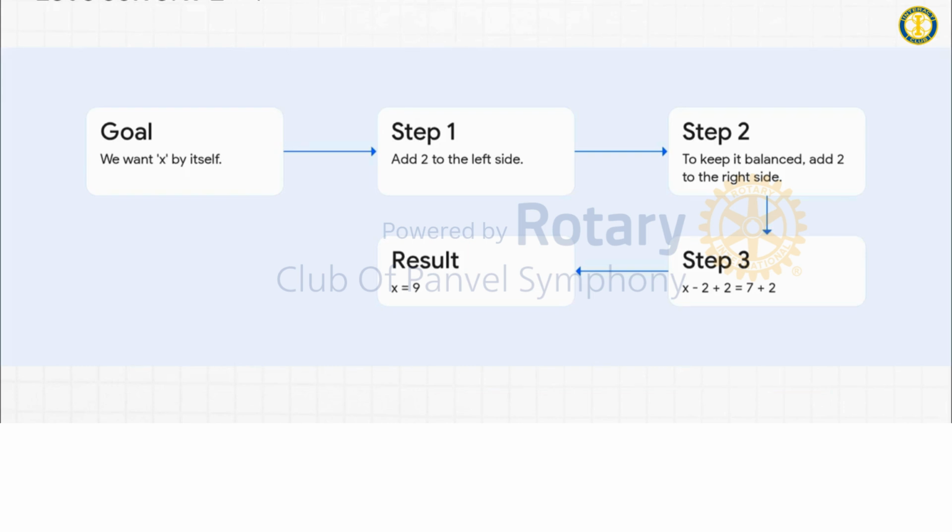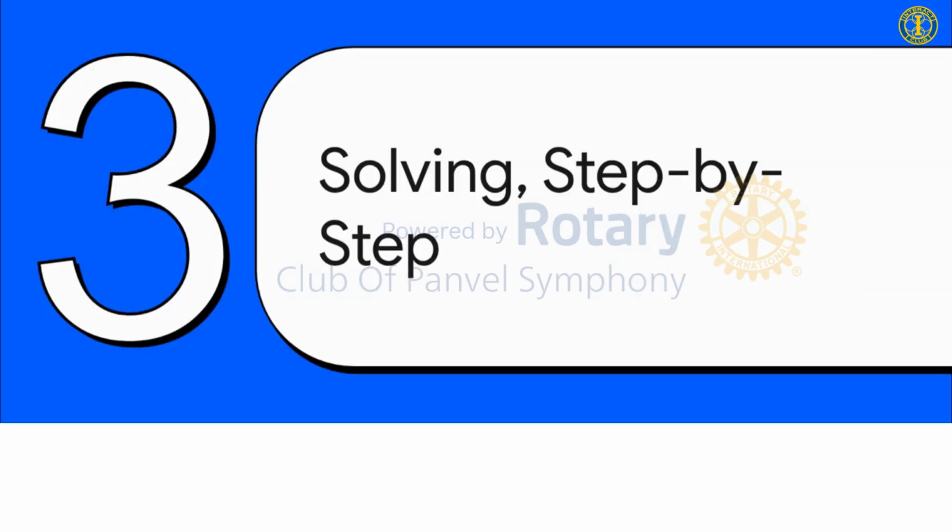Let's see this rule in action with a simple one. x minus 2 equals 7. So our goal is to get x all by itself. To get rid of that minus 2, we have to do the opposite, which is add 2. But, and here's the golden rule, if we add 2 to the left side, we absolutely must add 2 to the right side to keep things balanced. On the left, the minus 2 and plus 2 cancel each other out, leaving just x. And on the right, 7 plus 2 is 9. And just like that, there's our answer. x equals 9.